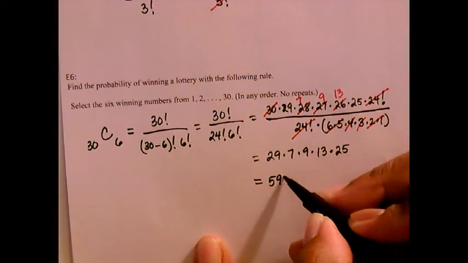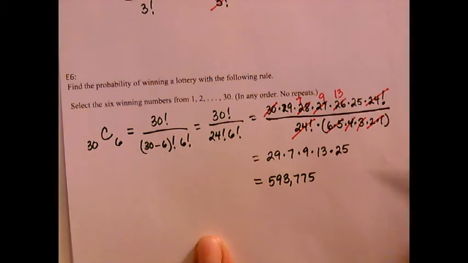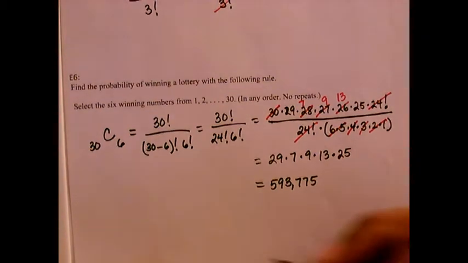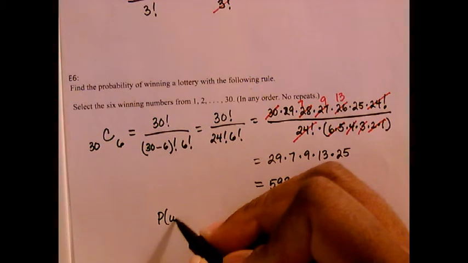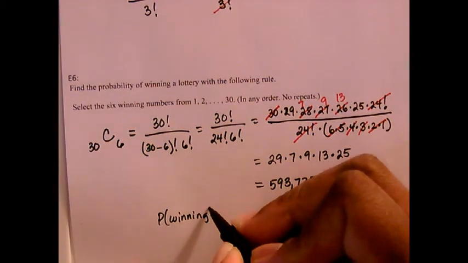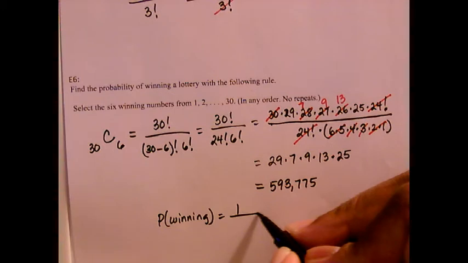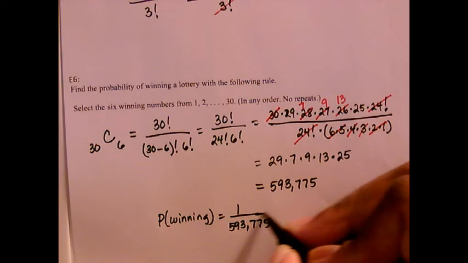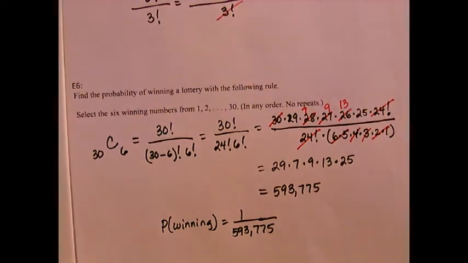And that'll end up being 593,775 if you were to multiply all that out. So we know that there are 593,775 ways of selecting 6 numbers from 1 to 30 in any order without any repetition. Now we want the probability of winning the lottery, and there's only one way of winning the lottery, so the probability of winning would just be 1 over that number, 593,775, and we'll just leave it as a fraction.